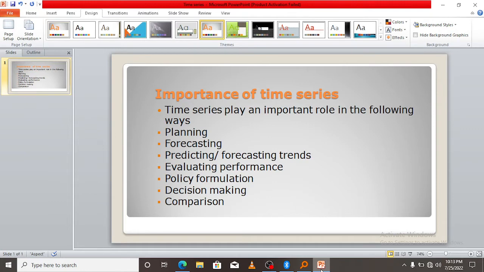So in this video, we are going to look at the importance of time series. Before that, we should know what a time series is. When data is arranged according to its time of occurrence, it forms what we call time series. In other words, time series is the arrangement of data according to its time of occurrence.